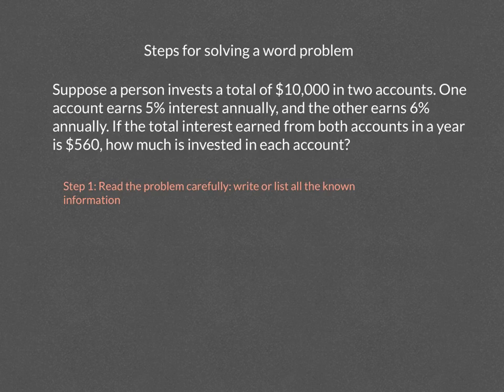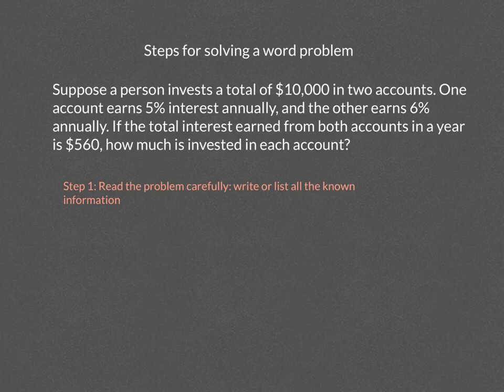Alright, so the first step is read the problem carefully, and in this step you can write or list the known information that you have. And depending on the type of problem, I like to either write it in a chart, or you can make a list, or you can write the known information on a picture, any way that helps you organize the information. And this one, like I said, the best way to do this is into a chart.